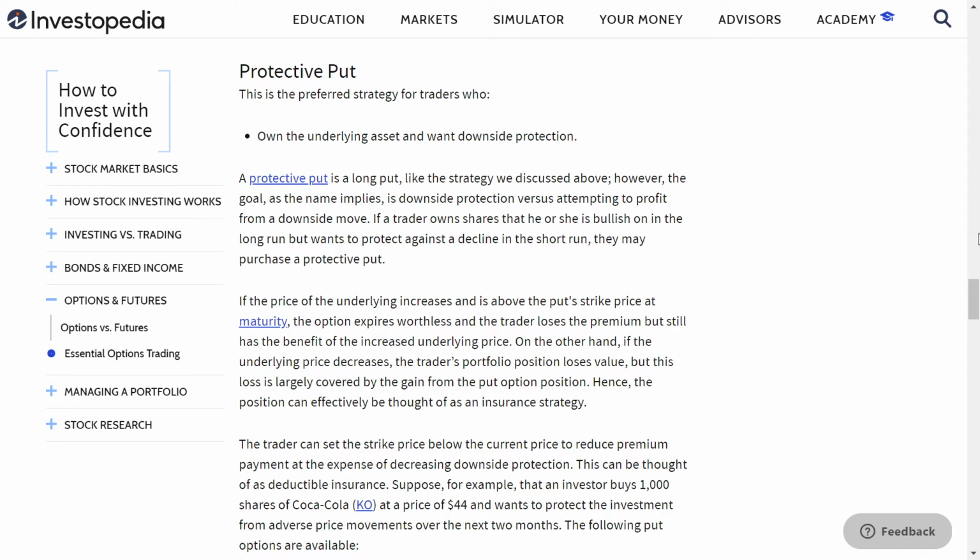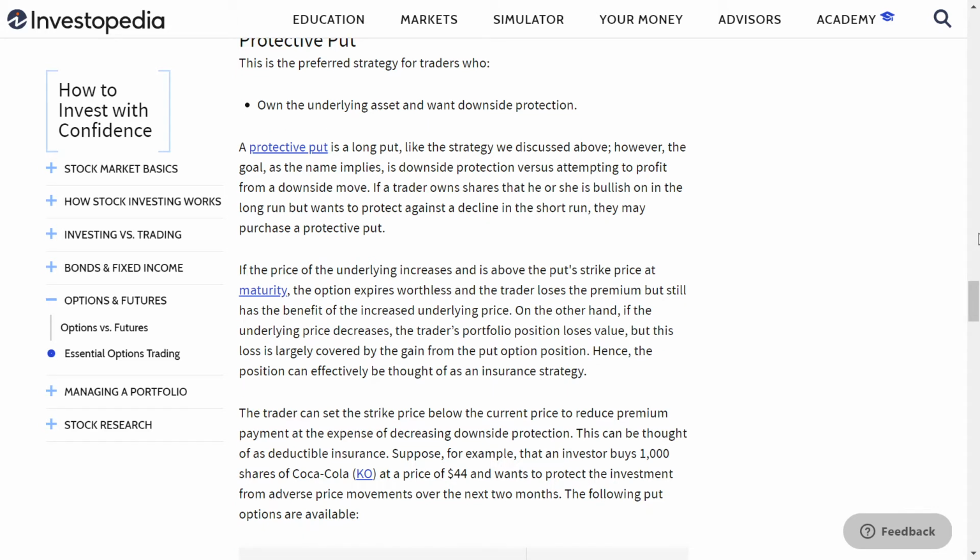Protective put: on the underlying asset, one gets downside protection. A protective put is a long put like the strategy we discussed above. The name implies downside protection, versus attempting to profit from a downside move. If the price of the underlying increases above the put's strike price at maturity, the option expires worthless and the trader loses the premium, but still has the benefit of the increased underlying price. On the other hand, if the underlying price decreases, the trader's portfolio position loses value, but this loss is largely covered by the gain from the put option position.